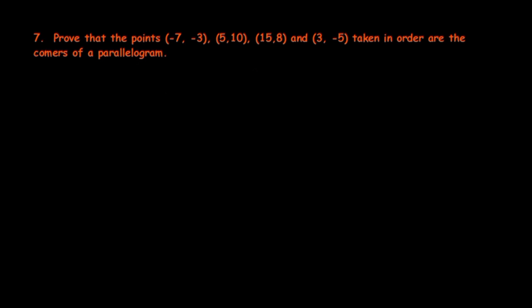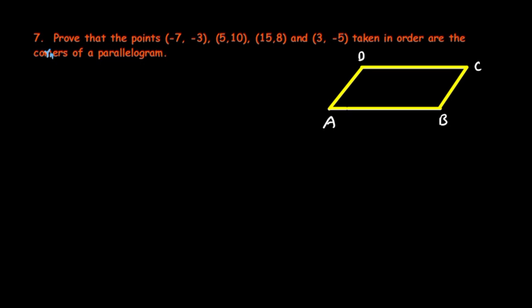Yes, so prove that the points, so 4 points are given here, taken in the order of the corners, right? So order of the corners, then we have to prove the 4 vertices can form a parallelogram. So in a parallelogram, opposite sides are equal. Opposite sides mean we have to prove AB equal to CD, and here BC equal to AD, correct? So these opposite sides we must prove are equal.